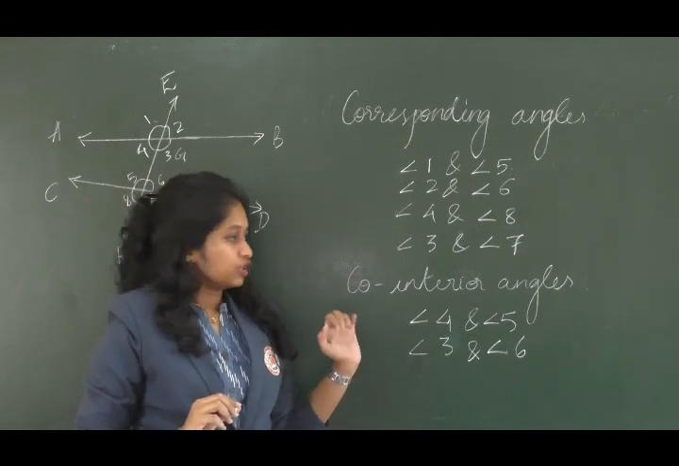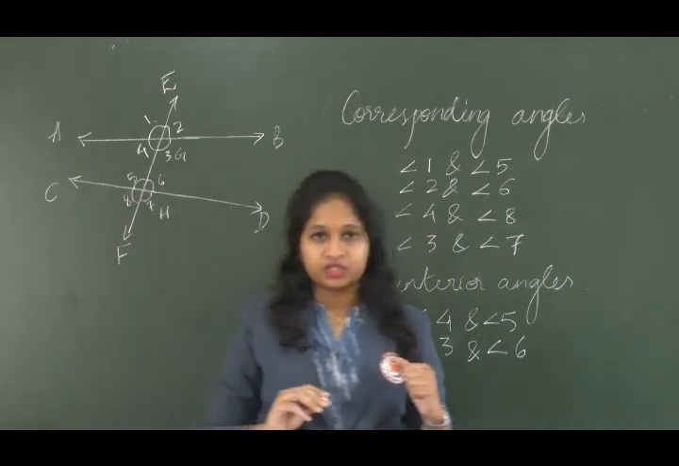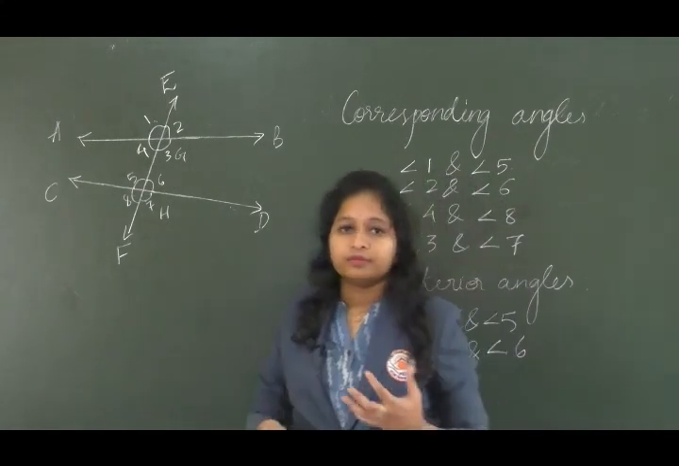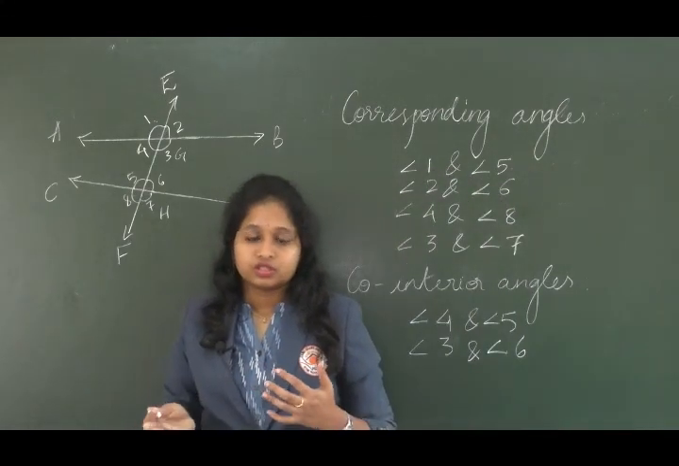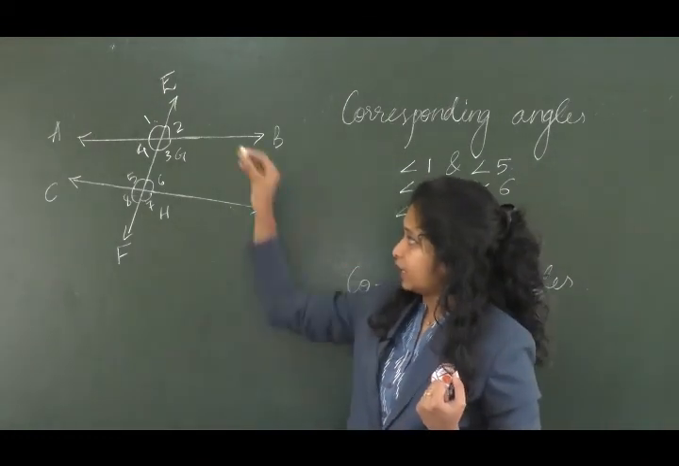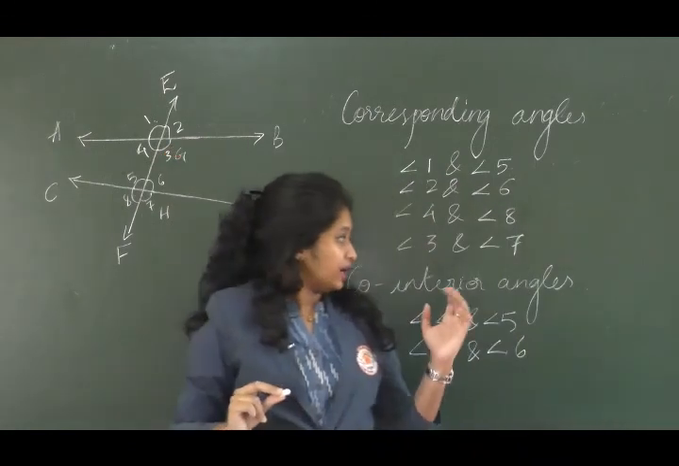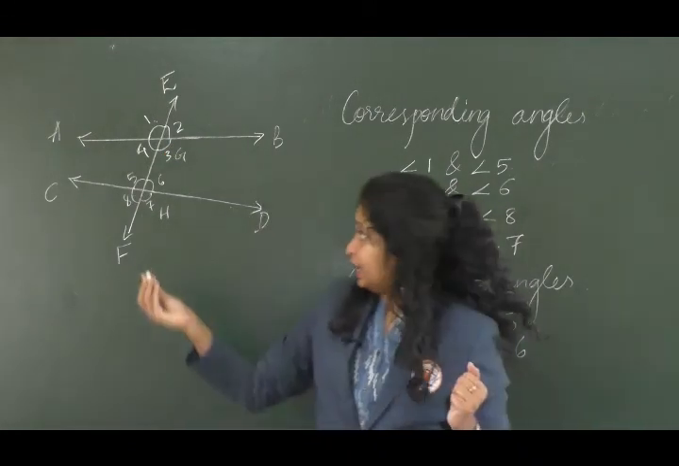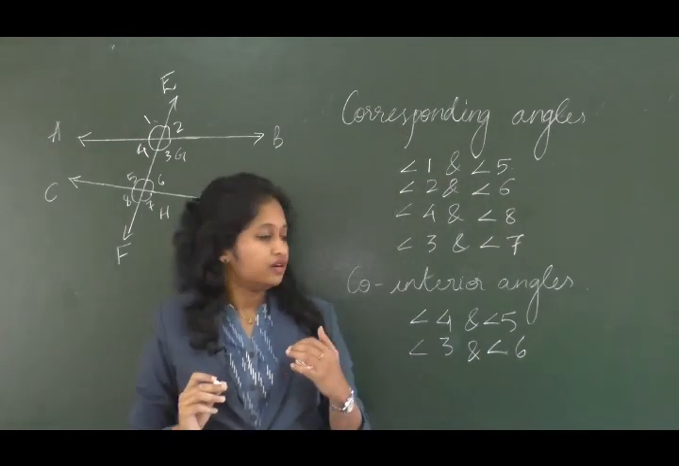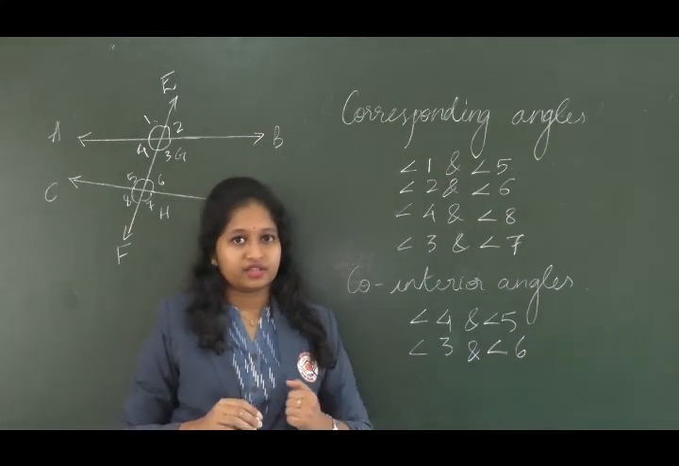The last type is co-interior angles. What are co-interior angles? The angles which are formed on the same side of the transversal. Angle 4 and angle 5, angle 3 and angle 6. So these are co-interior angles.